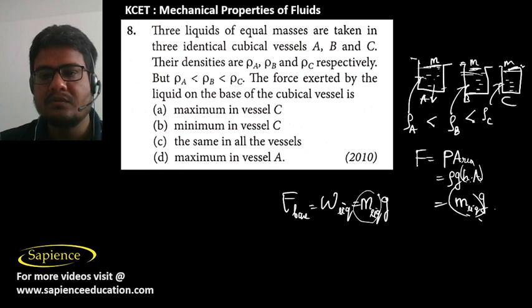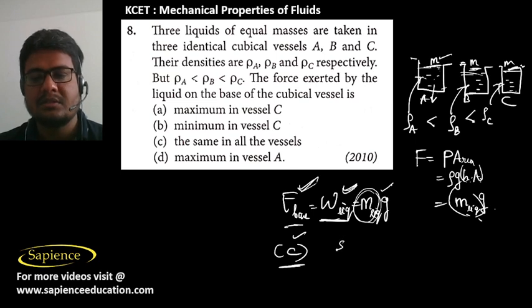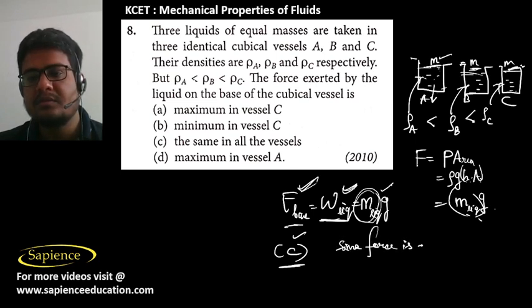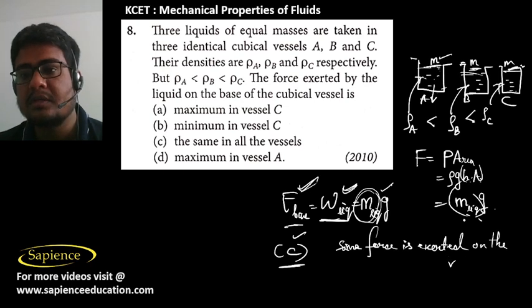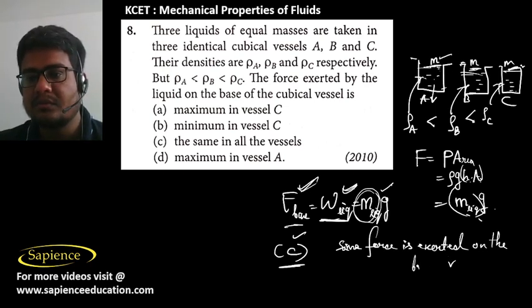So since mass of the liquid present in all the vessels are the same, therefore the weight of the liquid and the force that is exerted on the base will also be the same. So option C is the correct answer, that same force is exerted by the liquids on the base of the vessel.